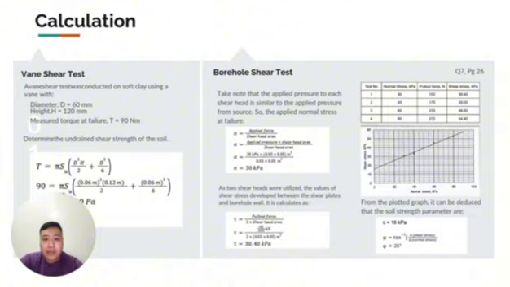After plotting the result on the graph, the soil shear strength parameters can be obtained, which are the cohesion and angle of internal friction. These values are important for analyzing soil behavior under loading conditions.